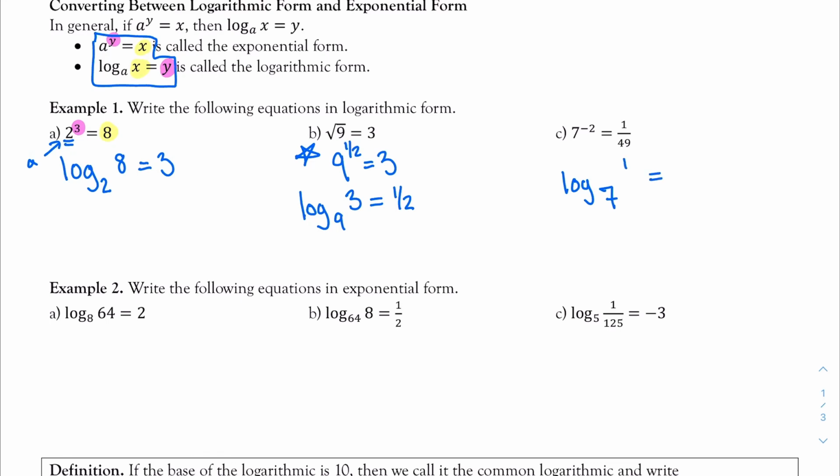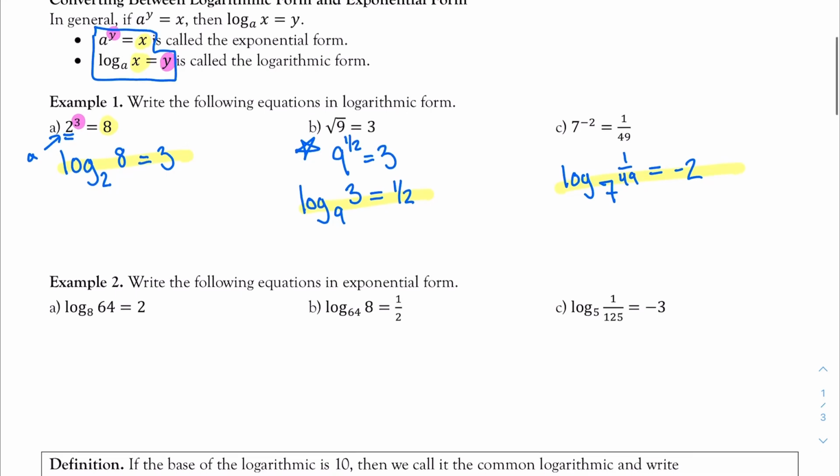Inside my logarithm goes 1 over 49. And on the right, I should have my power. So I have my 3 equations in logarithmic form. It does take some practice and getting used to rewriting this log form, especially if you're not familiar or you haven't seen logarithms before. So we have example 1.